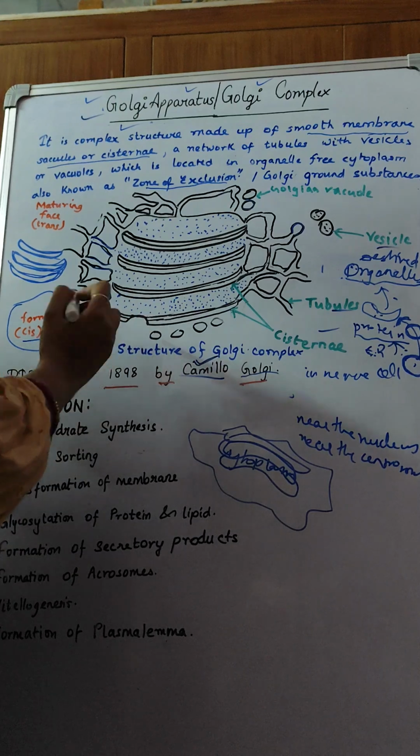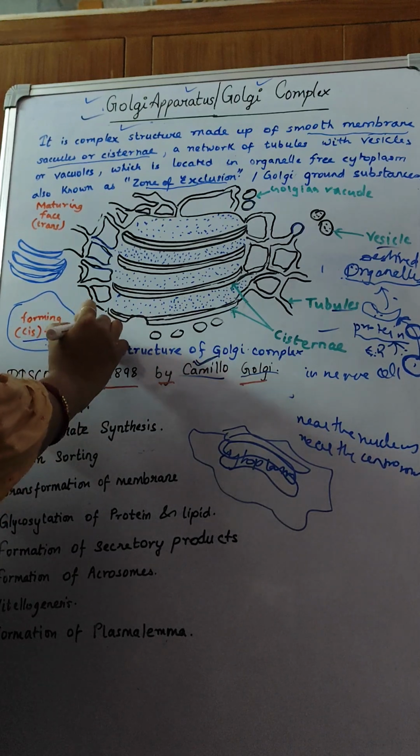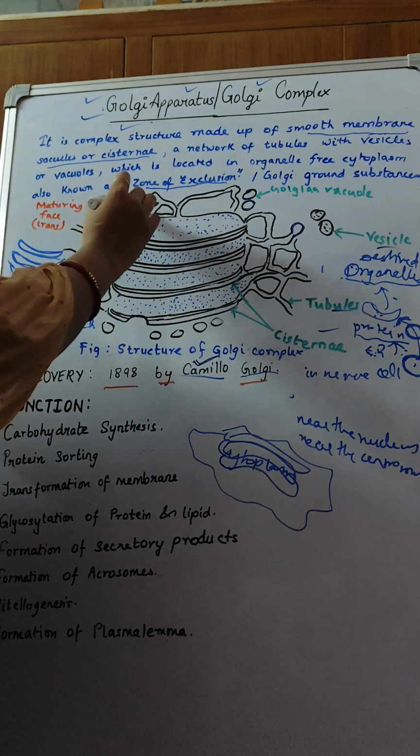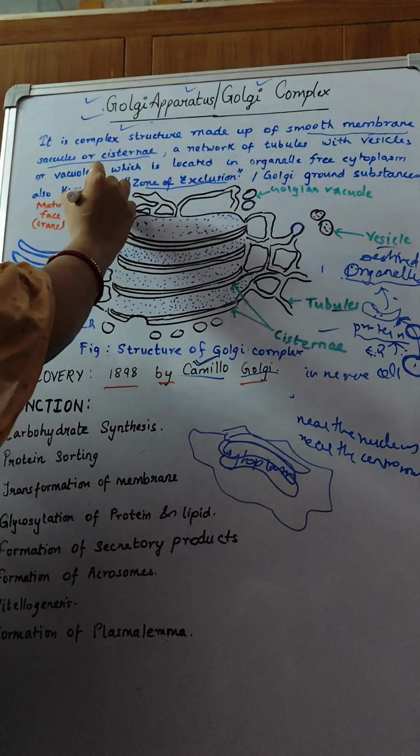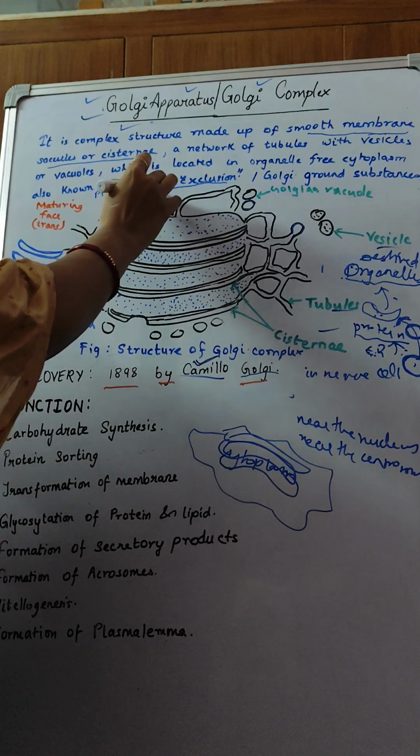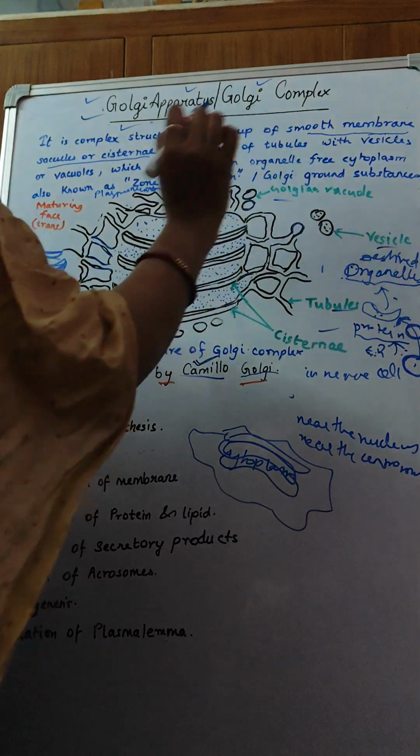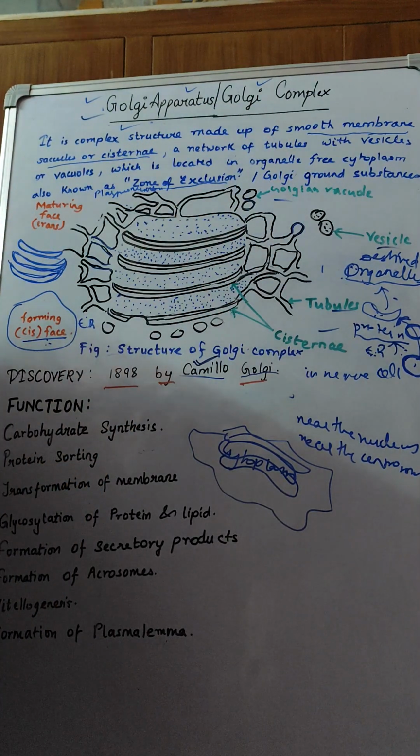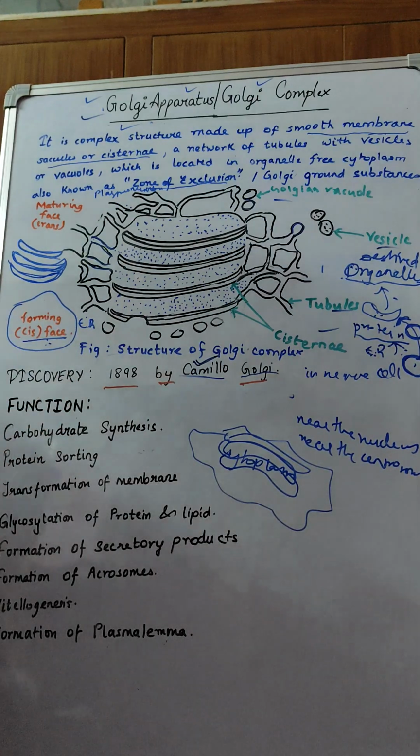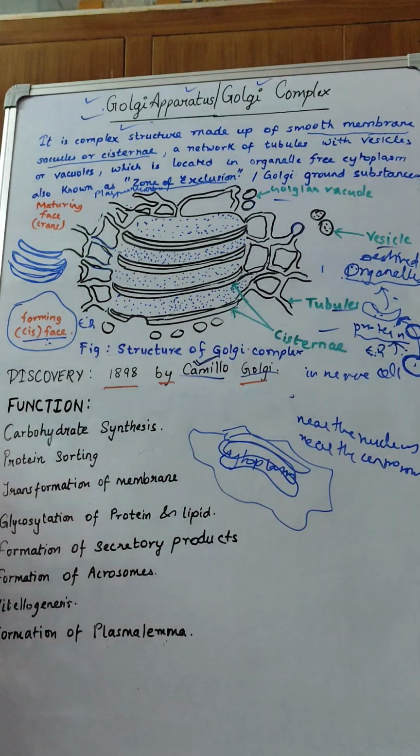It will always be present near the endoplasmic reticulum. And your trans phase is always toward the plasma membrane, so it is toward the outward. It is also known as the maturing phase. Trans phase is also known as the maturing phase, and cis phase is always known as the forming phase.